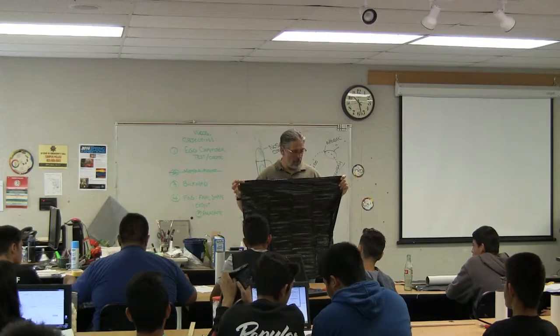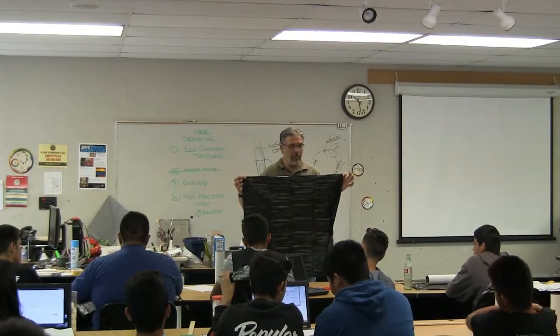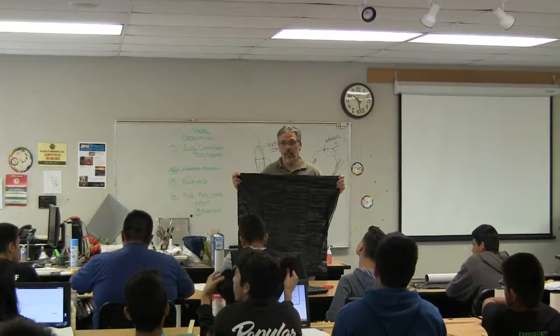Principles of parachute 101. Okay, why do we use a hexagon? Anybody know? Because it has tie points.